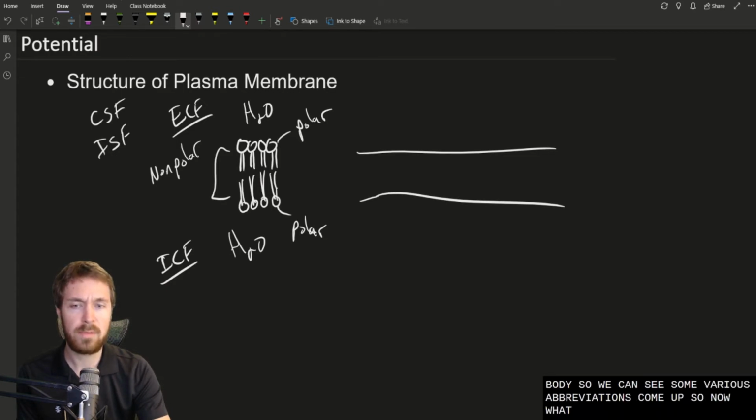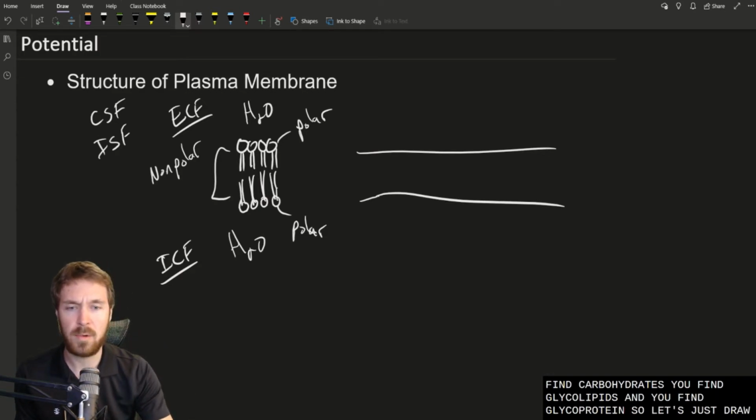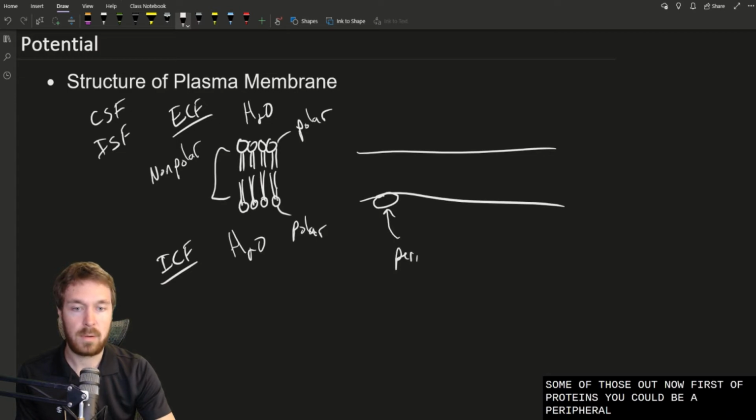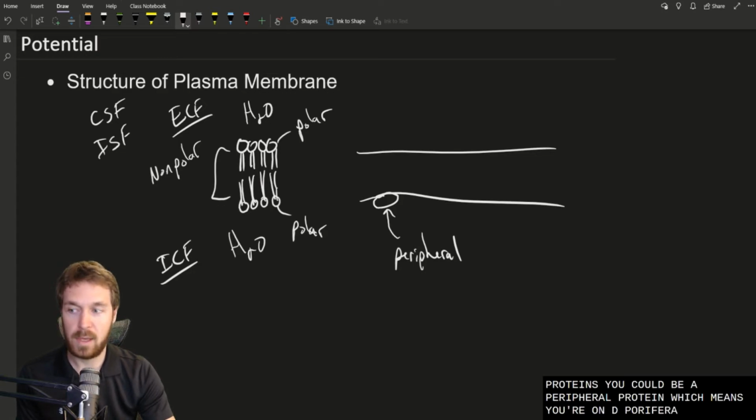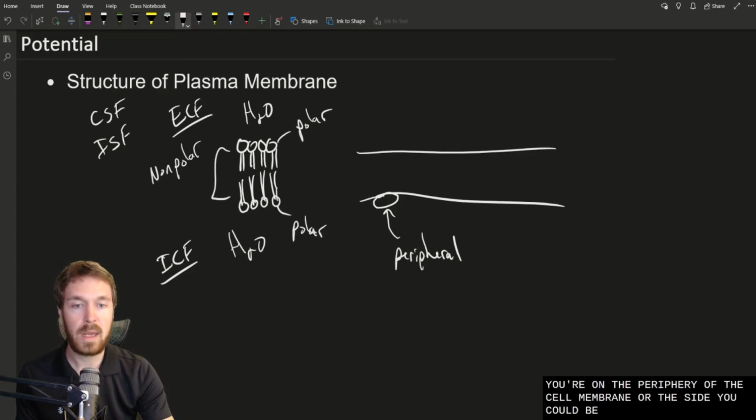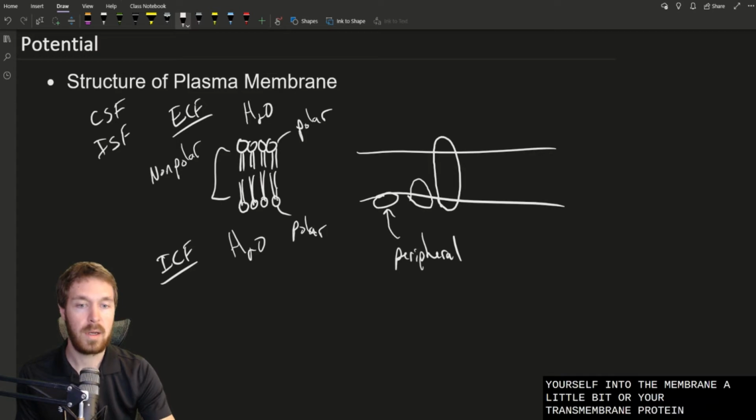So now, what do we find in the cell membrane? Well, you find proteins. You find carbohydrates, you find glycolipids, and you find glycoproteins. So let's just draw some of those out now. First, the proteins. You could be a peripheral protein, which means you're on the periphery of the cell membrane or the side. You could be an integral protein. When you're an integral protein, that means you integrate yourself into the membrane a little bit, or you're a transmembrane protein and you go all the way through. So both of these are integral proteins.